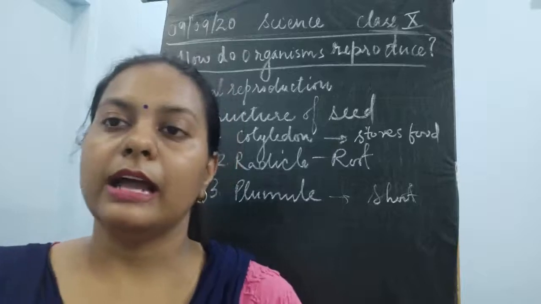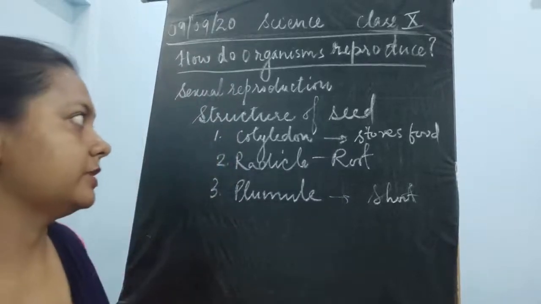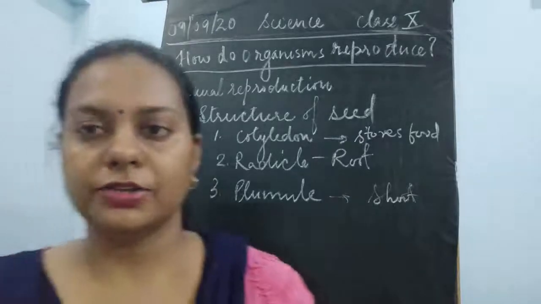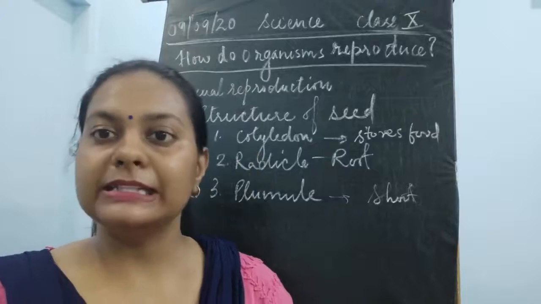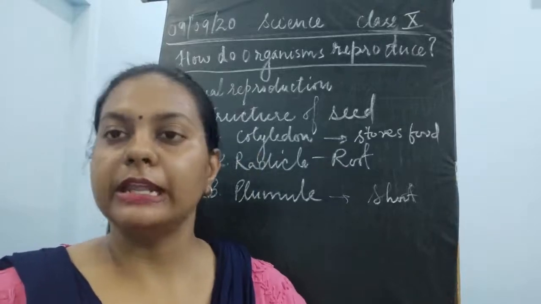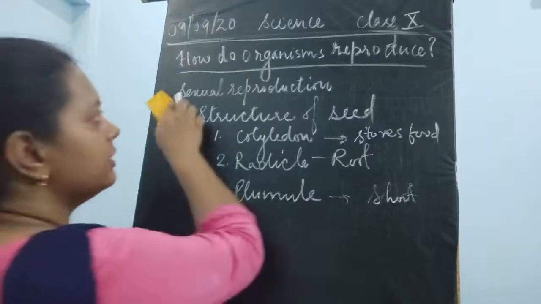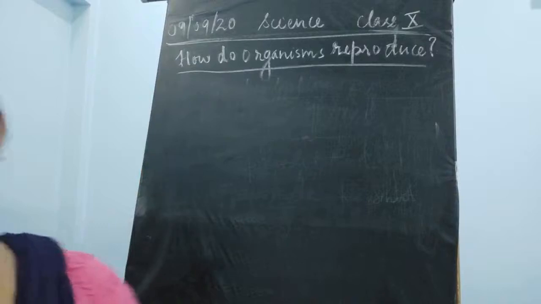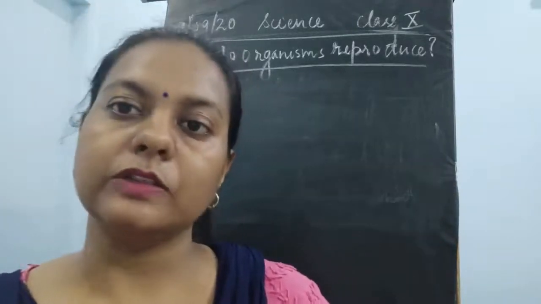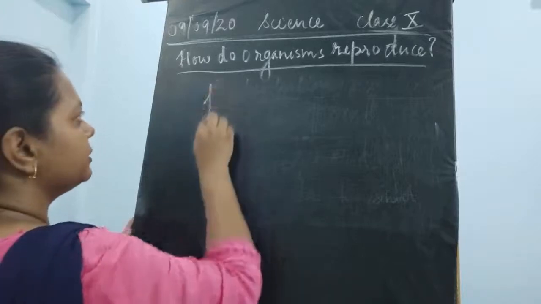Now, as I told, the result of fertilization is seed formation. Is there any condition where fruits are formed but seeds are not there? There could be a condition like that. So we are going to study a different mode of reproduction, which is called parthenocarpy, also known as parthenogenesis in animals. We will study about this parthenocarpy.